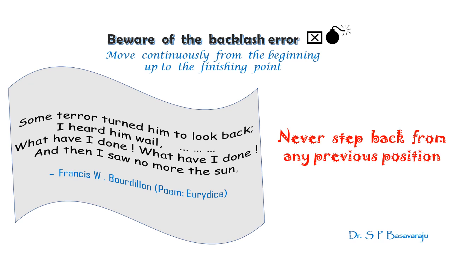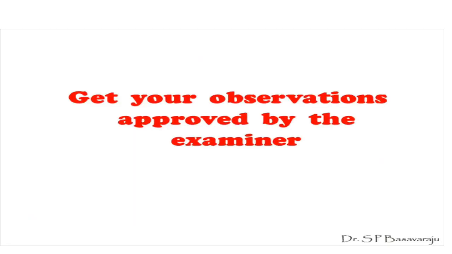So it must be a unidirectional movement in the left to right direction from the 12th ring left side reading to 12th ring right side reading, and accordingly filling the slots in the tabular column. In the examination, don't forget to get your observations approved by the examiner in the meanwhile after noting the first or second reading.